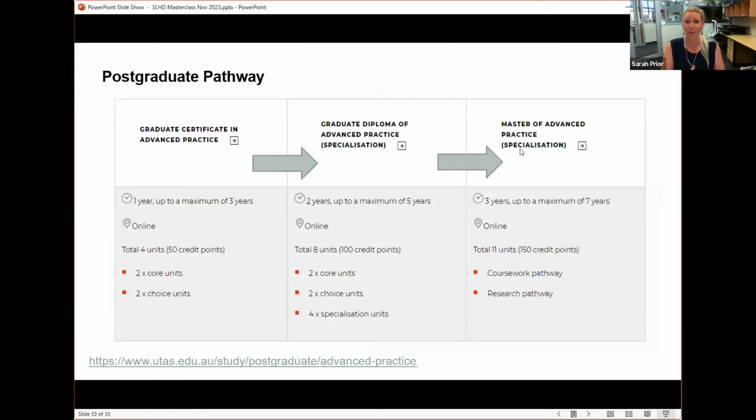And for anyone who's not familiar with the postgraduate study pathways, I just thought I'd pop this slide up. So the graduate certificate is the first 4 units in postgraduate study, and then a further 4 units will get you a graduate diploma. And then next year, a further 2, 3 or 4 units, depending on what pathway you choose, will get you up to that master's level.